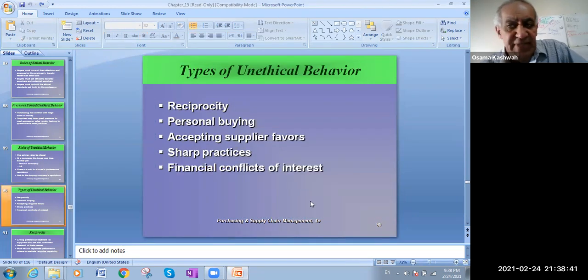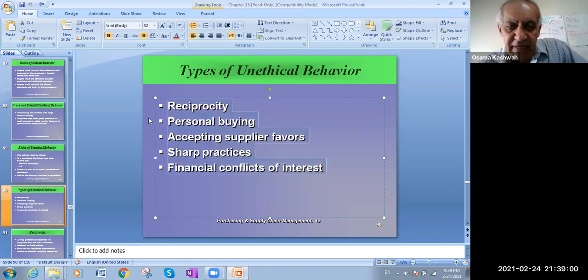I showed something which is not in me. I showed more than my own size or volume. I showed that I'm perfect in everything, and I'm not. All this is also a type of unethical behavior. This is very important, page 90. Types of unethical behavior.